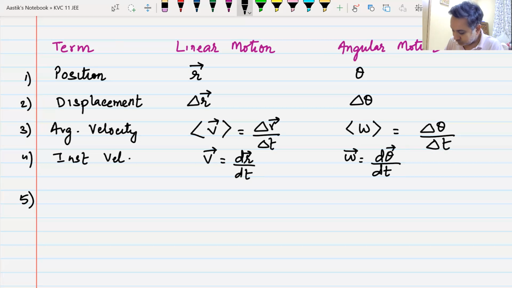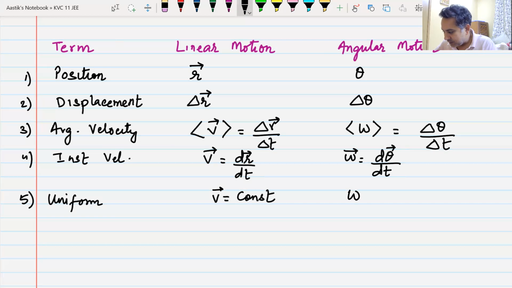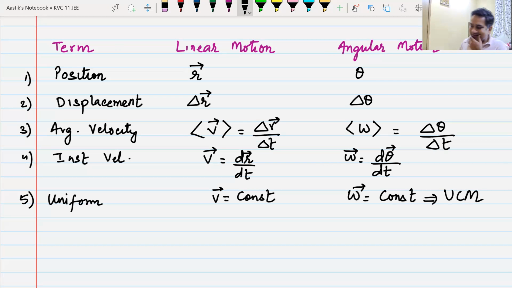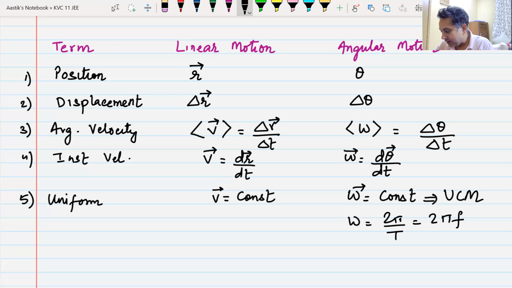Then we had seen a motion which was motion with uniform velocity. In uniform motion, velocity is constant. Here omega is constant. We call it uniform circular motion. Do we understand this? Yes or no? There we had seen a frequency. We had seen the value of omega is 2 pi by T or it is equal to 2 pi into f. We have seen this motion.